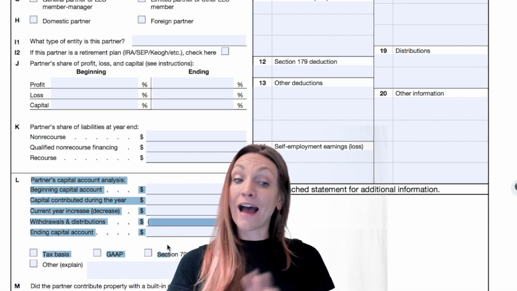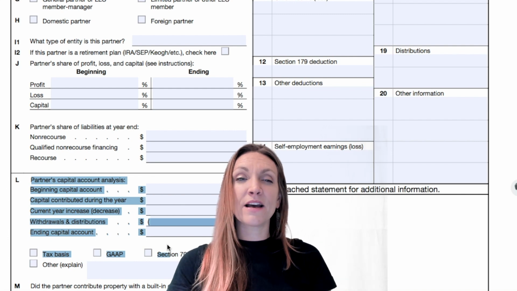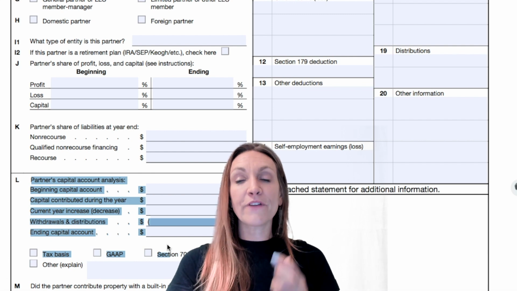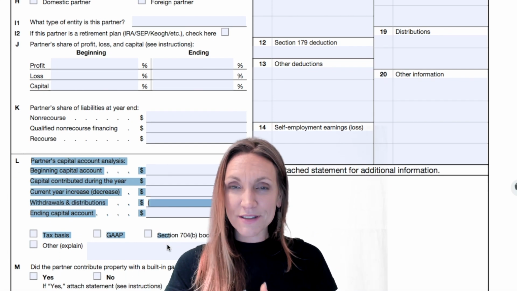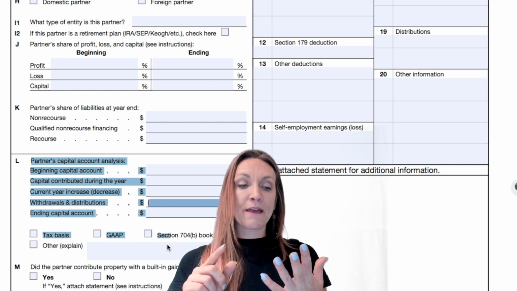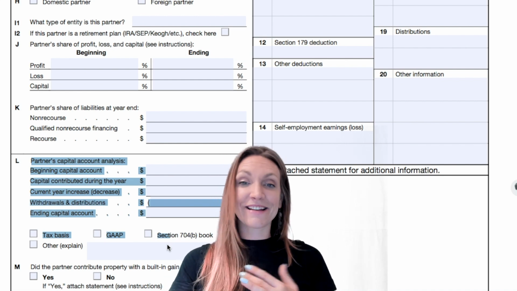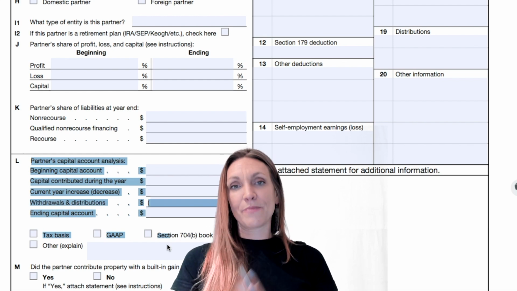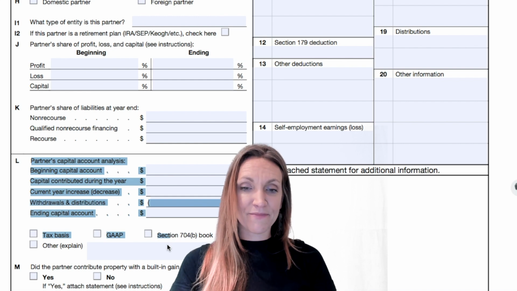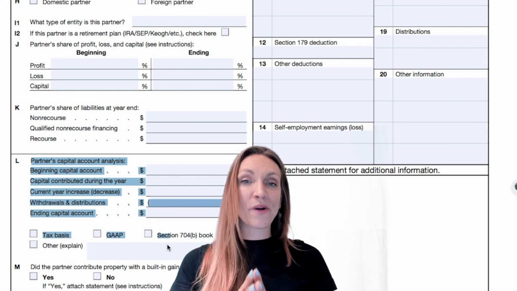Now, tracking your basis in the business is super important, and you'll see partner capital account analysis. This is all of the tax analysis of your basis, but it's not necessarily your basis. If the business takes on loans, if you contribute property, if you contribute cash, anything, time, all of that affects your basis. And it starts with anything you paid to join the business. So I'll do another video going into more depth into different aspects.